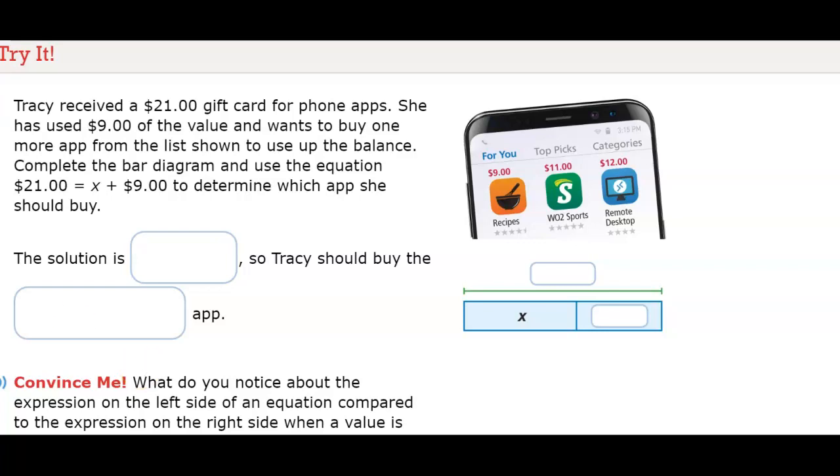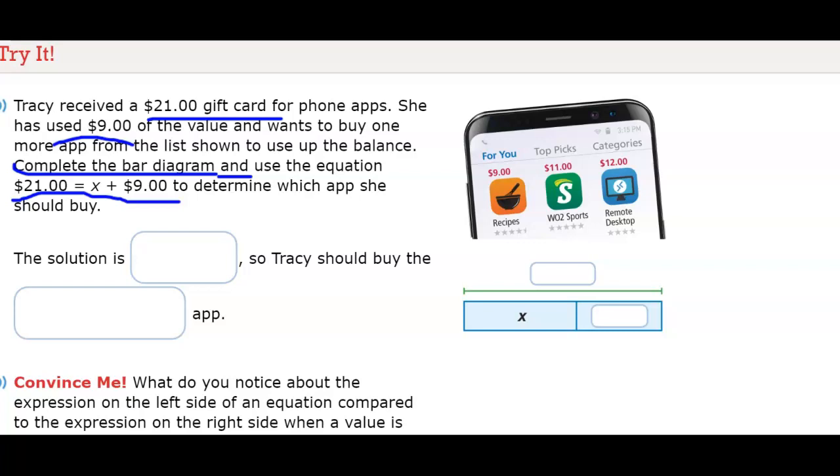Tracy received a $21 gift card for phone apps. She has used $9 of the value and wants to buy one more app from the list shown to use up the balance. Complete the bar diagram and use the equation $21 equals x plus $9 to determine which app she should buy. Let's underline important things. $21 gift card for phone apps. She used $9. We have to complete the bar diagram and use the equation $21 is equal to x plus $9 to determine which app she should buy.